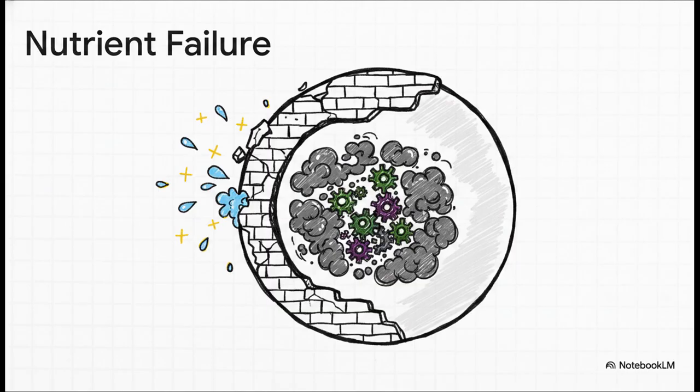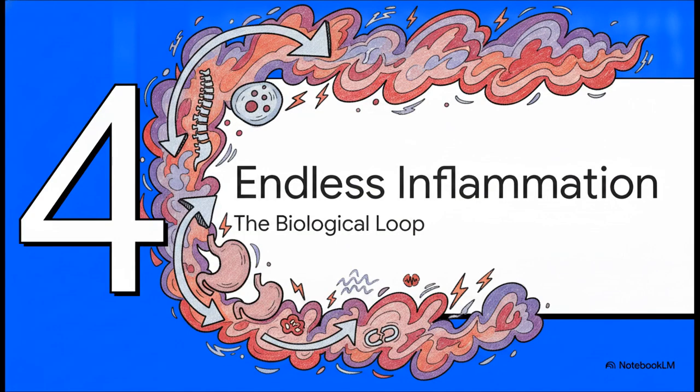The disc quite literally starves. We see a dramatic drop in the diffusion of vital glucose and oxygen. And at the exact same time, metabolic waste gets trapped. This creates a low-nutrient, highly acidic environment that just completely shuts down the tissue's ability to heal and synthesize new matrix.